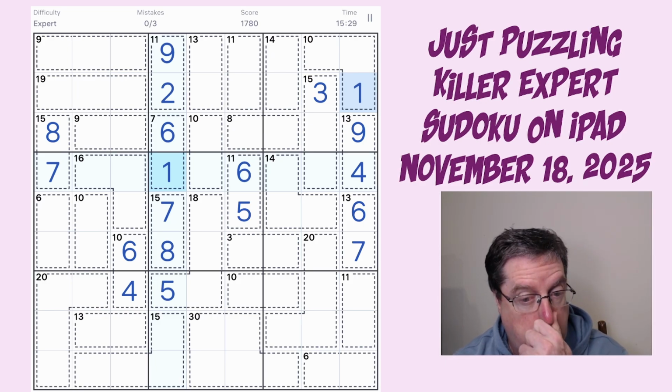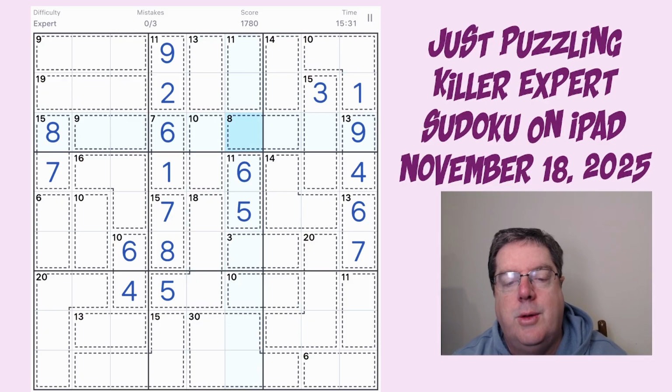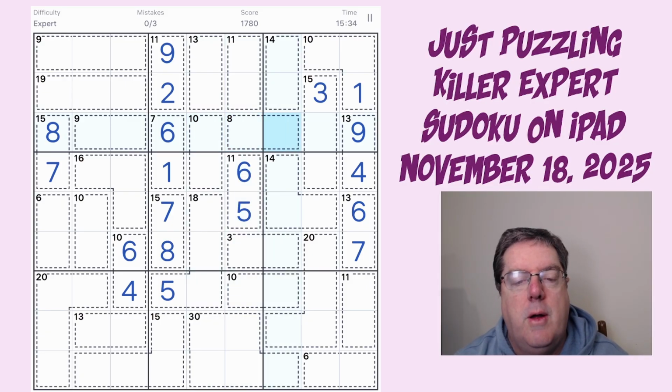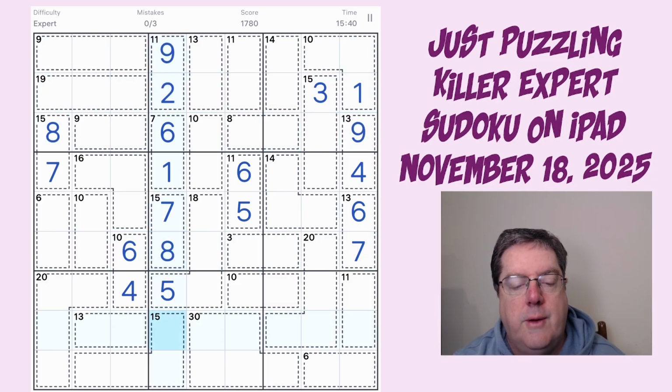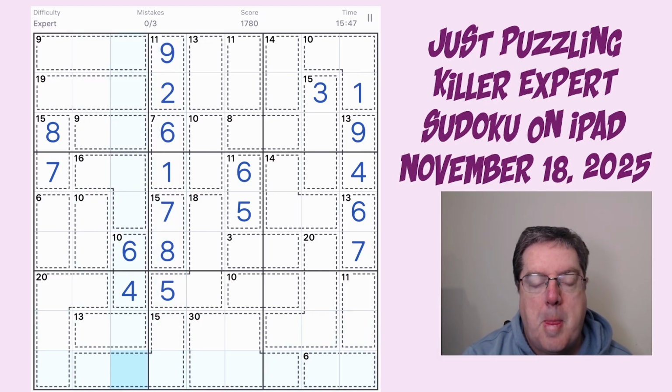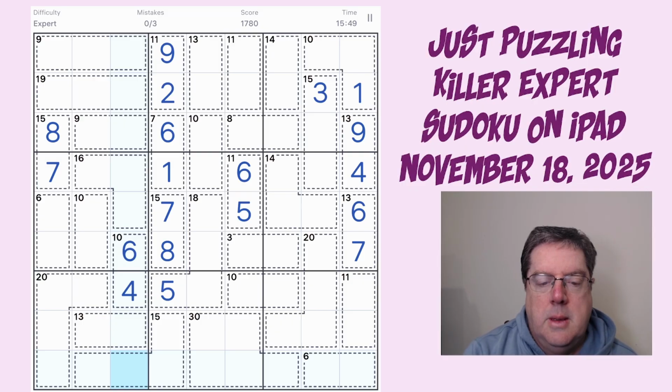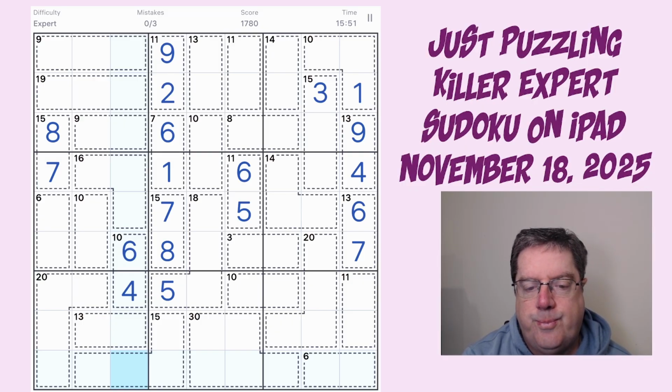So 1 and 3 here. 1 and 7, 3 and 5. So we now know this is 3 and 4. So we know that can't be a 5. Okay. 6 can't be there. So 8 and 5, 4 and 7.